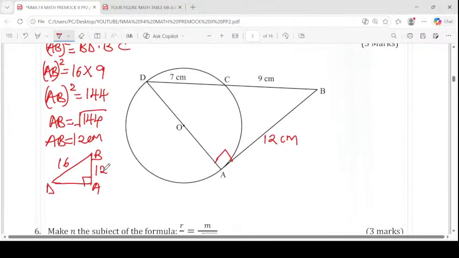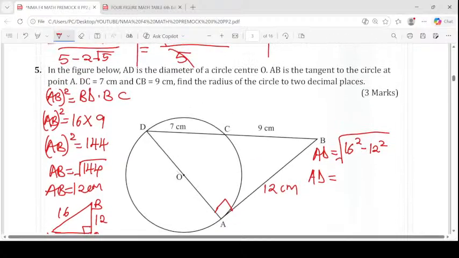How do we get AD now, ladies and gentlemen? AD will be given as the square root of 16 squared minus 12 squared. That is when you follow the Pythagoras theorem. Therefore, our AD will be 16 squared minus 12 squared. This gives you 112. Then when you square root it, you get 10.58.